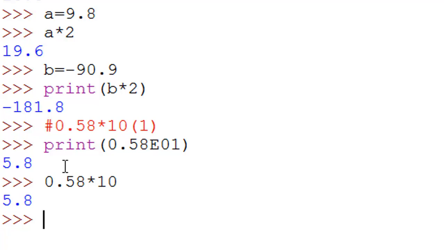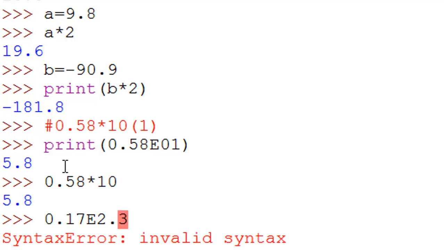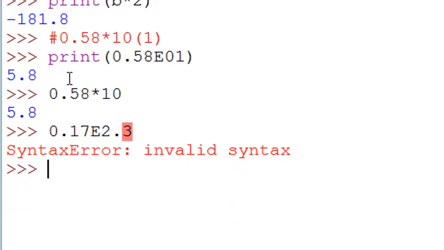But you have to remember, exponential form cannot have decimal places. For example, 0.17e2.3. Okay, now see, invalid syntax. You can see we cannot have decimal values in the exponent, and we cannot have a comma in between the values, right? For example, if I put a comma like this, see, it's a tuple now. It is not a numeric value anymore.